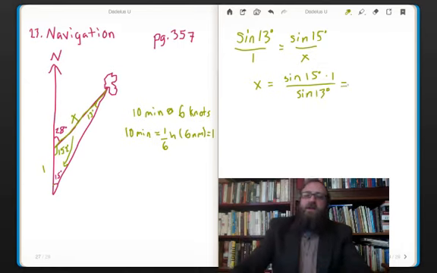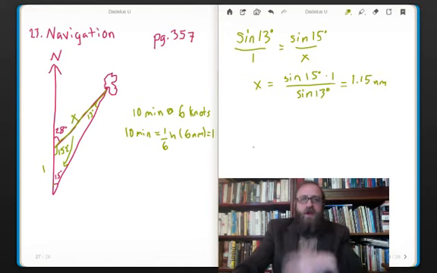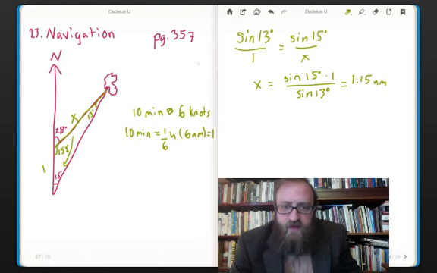And plug that into your calculator. Again, be sure you're in degrees. And you get 1.15 nautical miles, which in a way is the answer. But we don't generally think about how far away something is from us in nautical miles. We think about miles. Let's just quickly convert that.